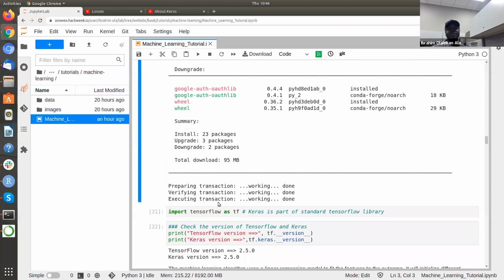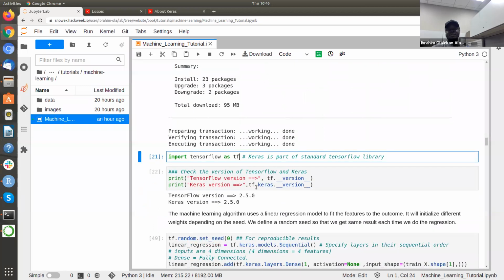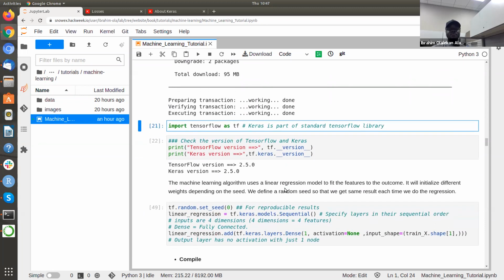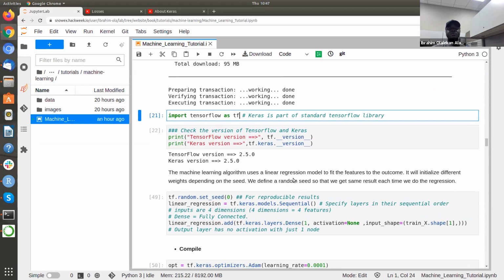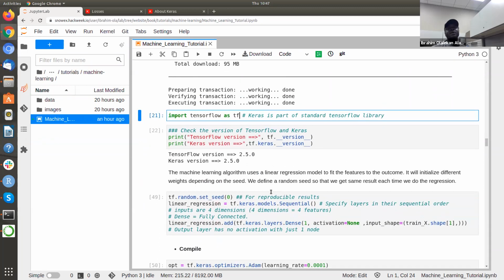After installing it, we import TensorFlow as tf. You could import it as anything, but using tf is just the Pythonic style; this is what people often use. Keras is part of the standard TensorFlow library, so when you do tf.keras, you are already using Keras. If you want to check the version of your TensorFlow, you can always use this code to do that. Now we have to start by building our linear regression, since we've explained everything about linear regression.